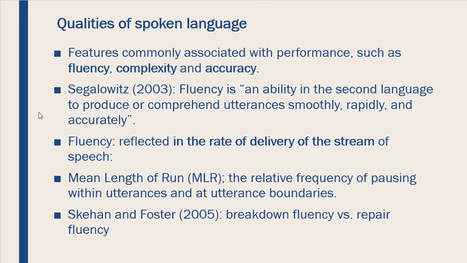Now, there are two other concepts here which I quickly go through. One of them is accuracy. Accuracy is probably the oldest concept of these three, and it can be defined as how much you deviate from a norm. If you deviate from a norm, we basically say that you are making an error. Committing an error or committing a mistake is an indication that the production of language is not accurate or is not correct.